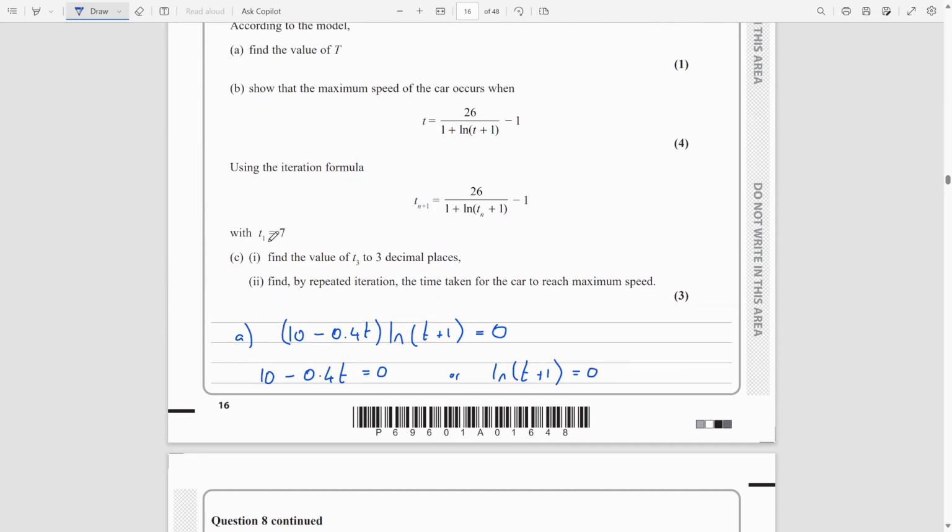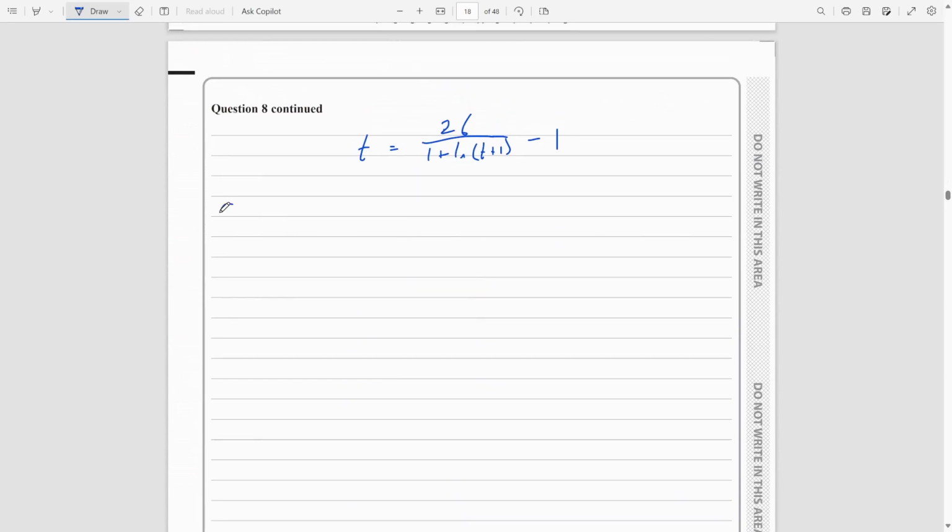Okay, with t1 equals 7, we're going to use this iteration formula to find the value of t3 to 3 decimal places, and then we're going to find, by repeated iteration, the time it takes for the car to reach maximum speed. All right, so our iteration formula is this, but basically this just means your next value of t is going to be, and you're going to be subbing values into here.